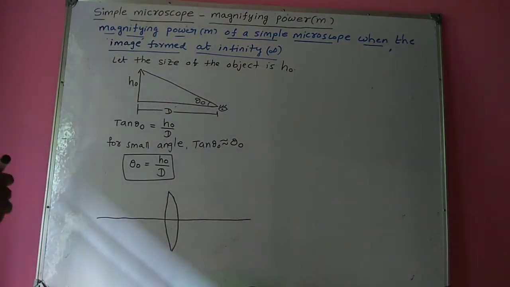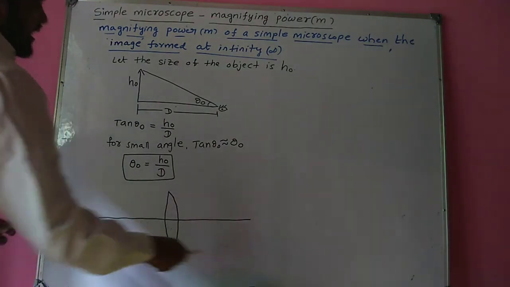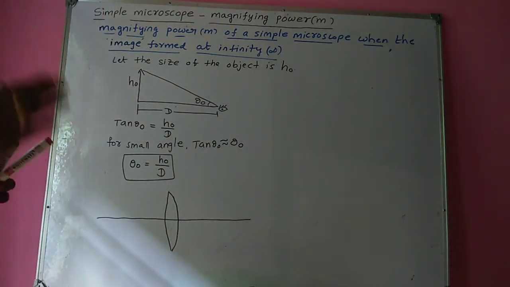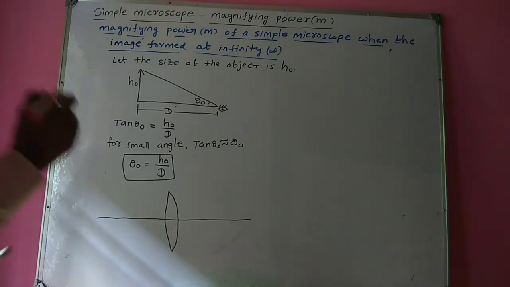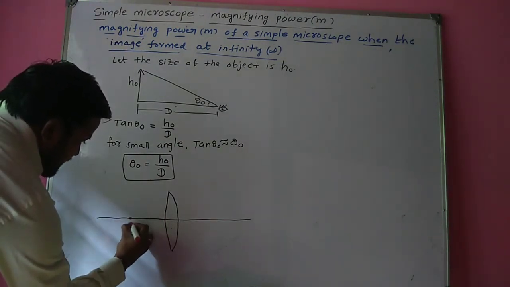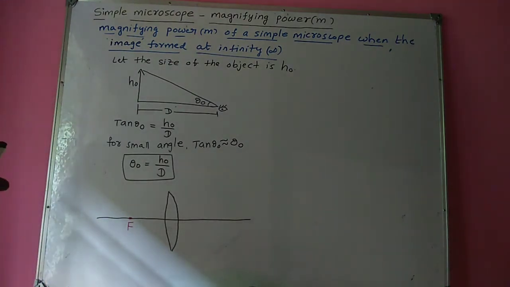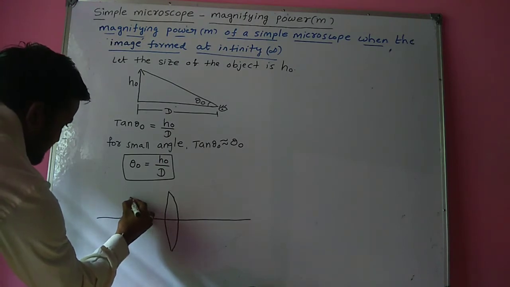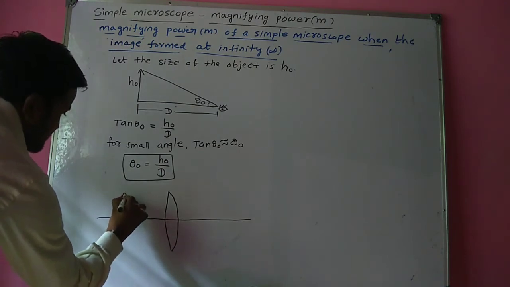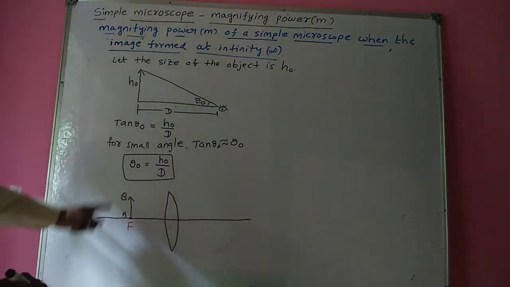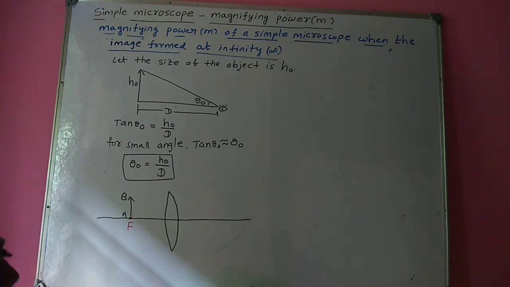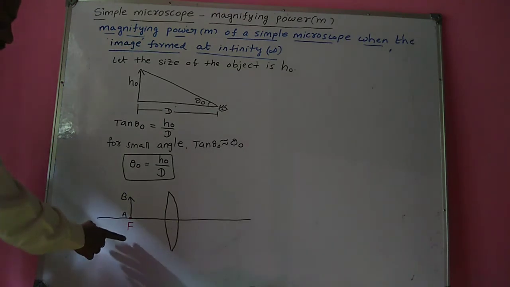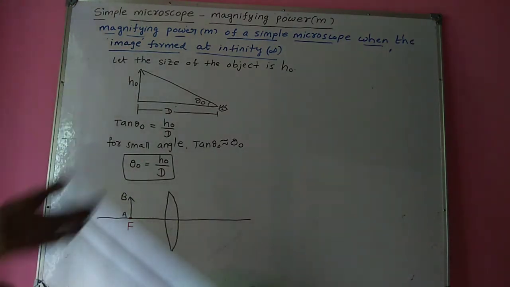If the image has to be formed at infinity, the object should be placed at the principal focus. Let us consider this is the principal focus of the lens. This is the object AB, which is placed exactly at the principal focus. Then the image is formed at infinity. If the object is placed at the principal focus, the image is formed at infinity.